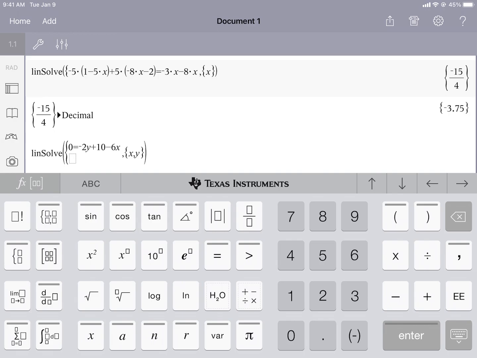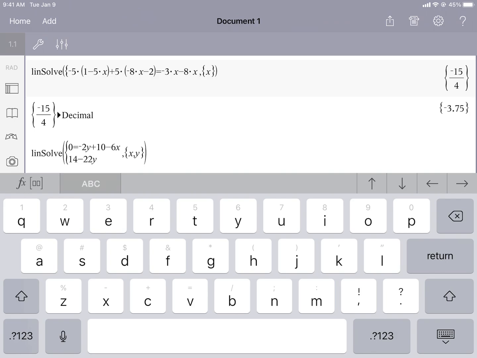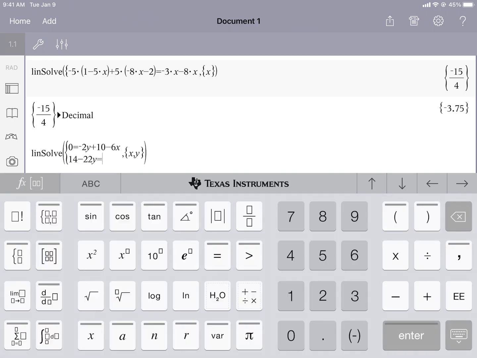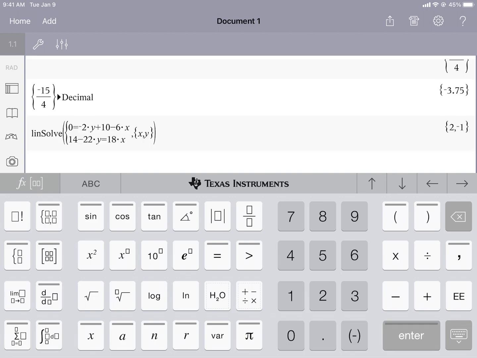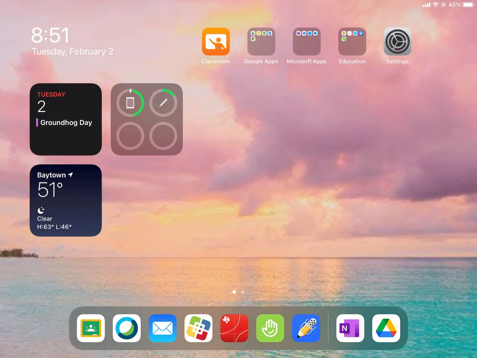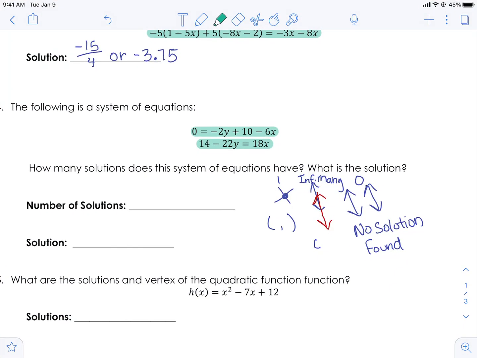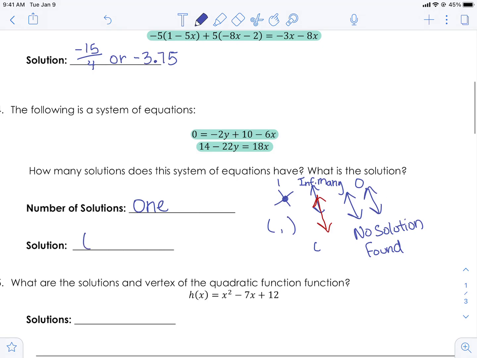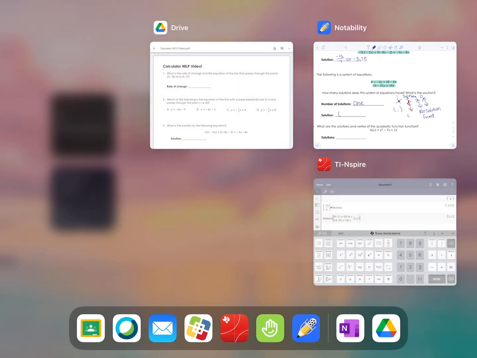Then I look at my second equation. I have 14 minus 22y equals 18x. So I have it all typed in. I press enter. Okay, so it gave me an actual solution. So what that means is that I just have one solution. So the number of solutions is just 1. Or you can use the number 1. And what is that actual solution? It was, I already forgot, 2, negative 1.